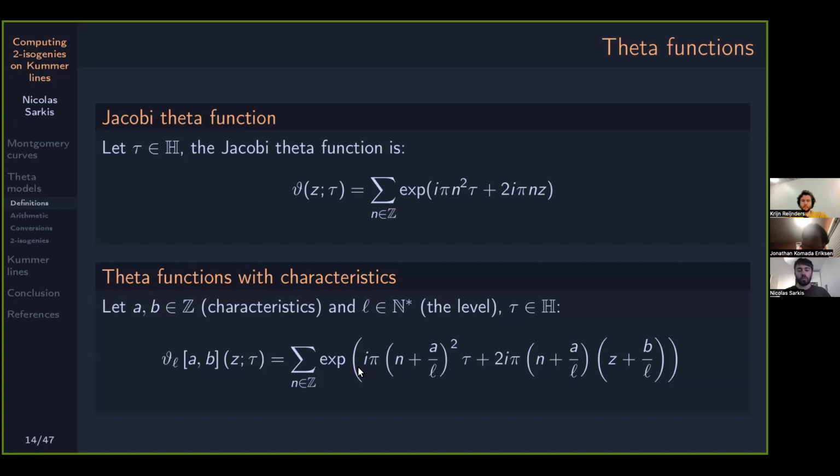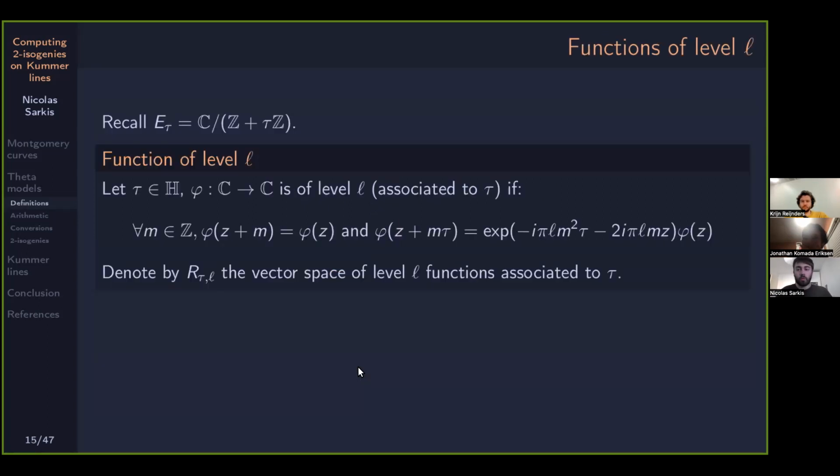It's almost the same. You just take the n from the Jacobi function and change it into n plus a over L, and you translate the z by b over L. So you have formulas for this function. We'll see why they work well.